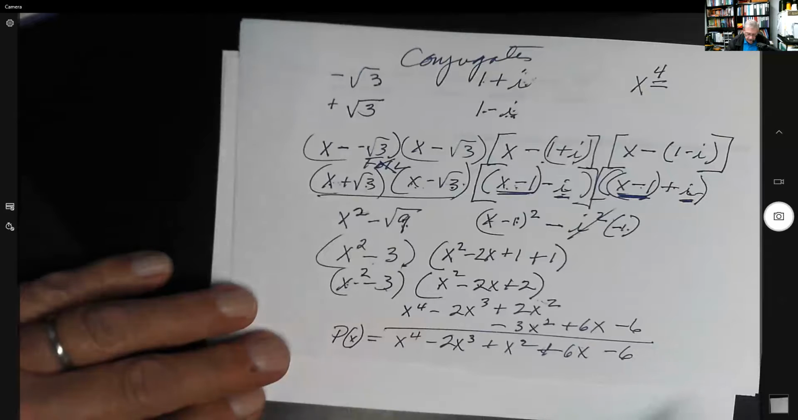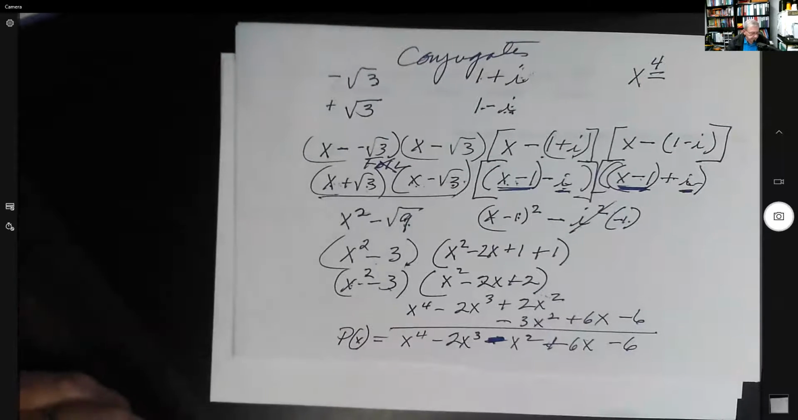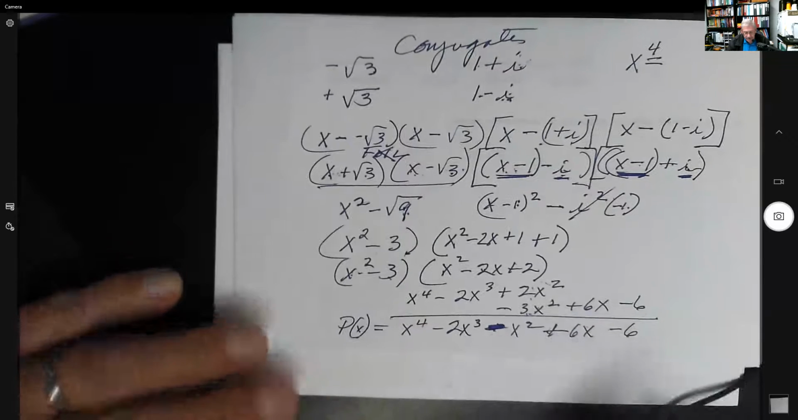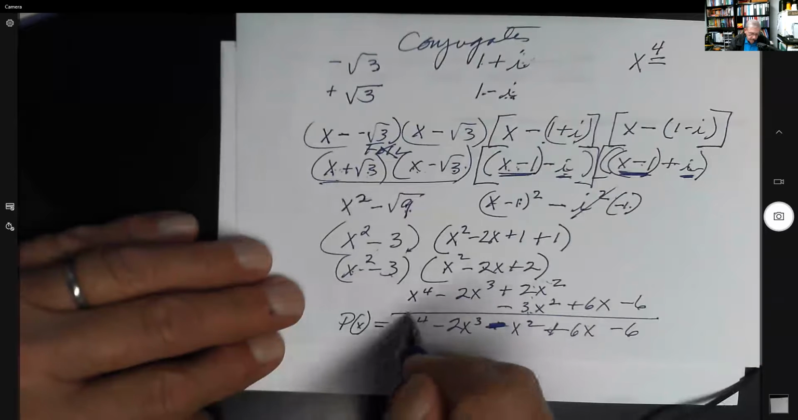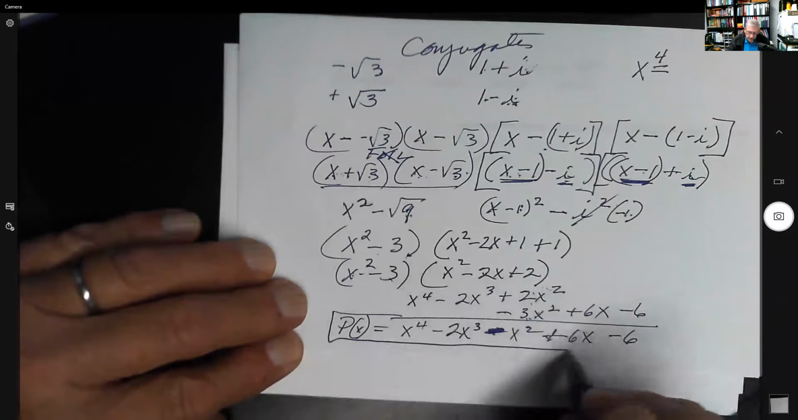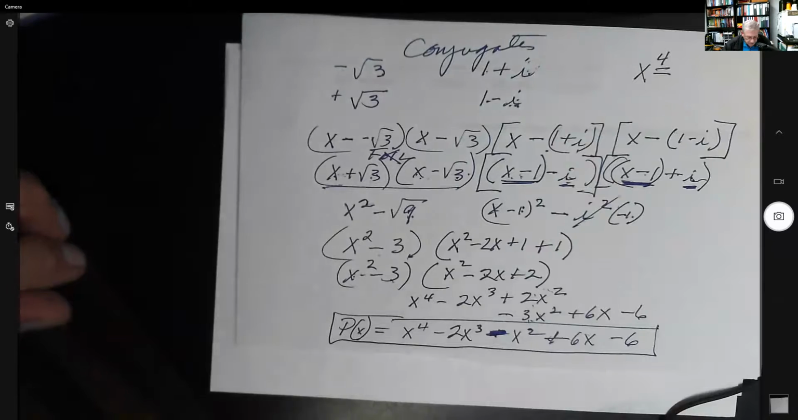And I have a mistake right here. This should be minus. There we go. Negative and a positive. So this is my answer to the problem. Pretty simple, huh? No, I know.